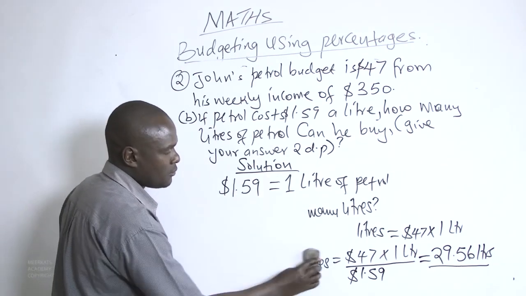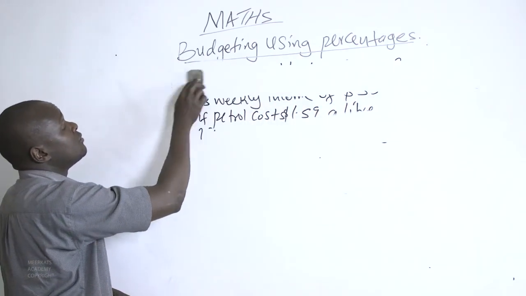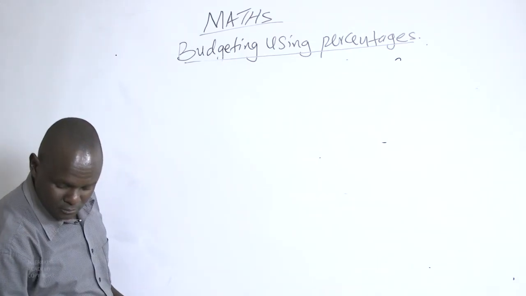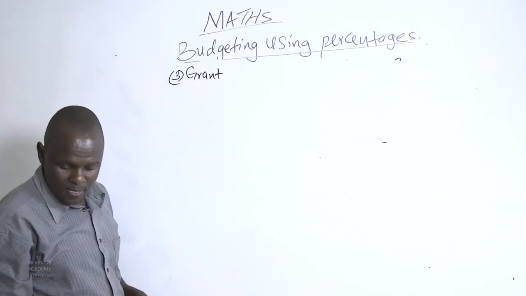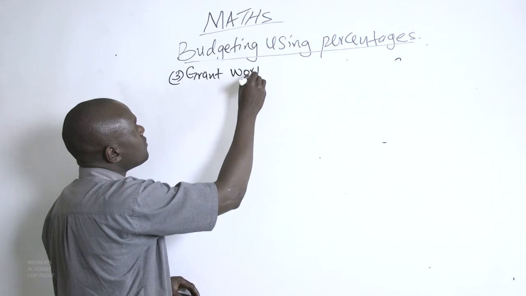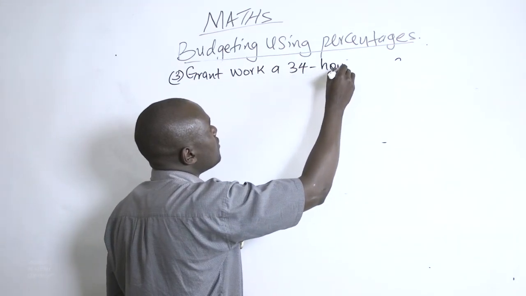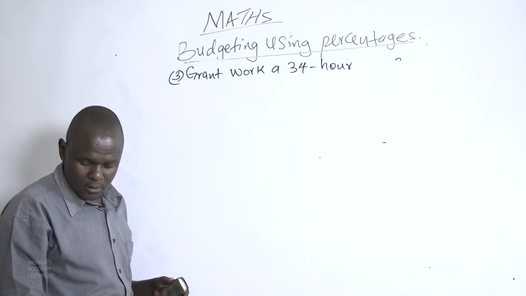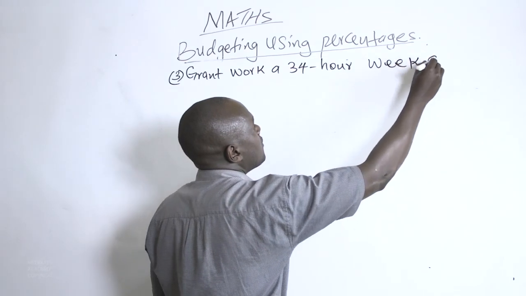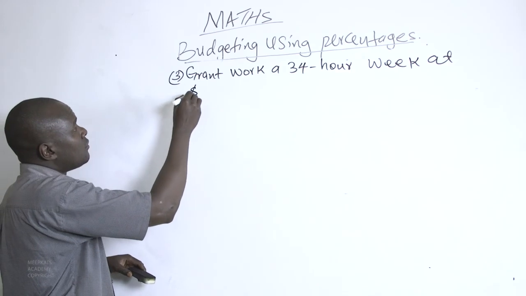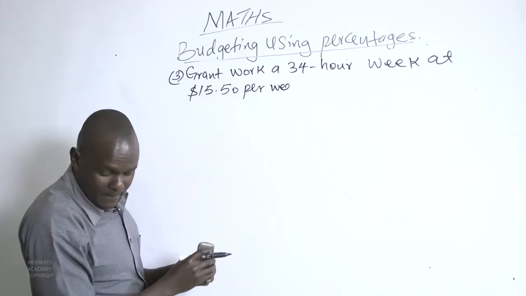Let us look at another example. That will be our third example. Grant works a 34-hour week at the rate of $15.50 per hour, not per week.